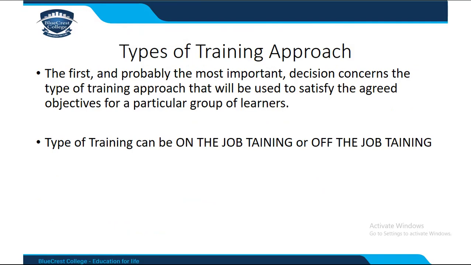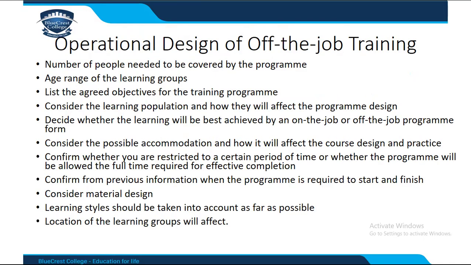Right. So the various types of training approach, like I said, you can have on-the-job training or off-the-job training. The first and probably the most important decision concerns the type of training approach. So you need to do this as early as possible, because this is needed to satisfy the agreed objectives for a particular group of learners. So you need to know whether the program you want to have or the training you want to give the employees should be on-the-job training or off-the-job training, right?